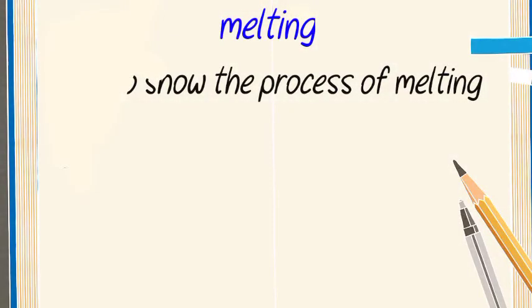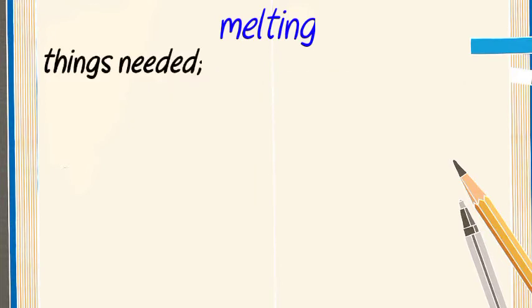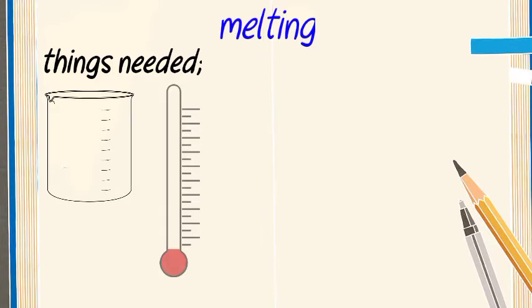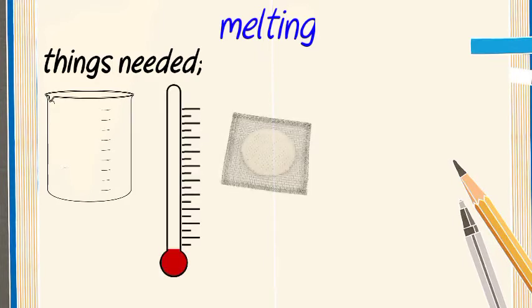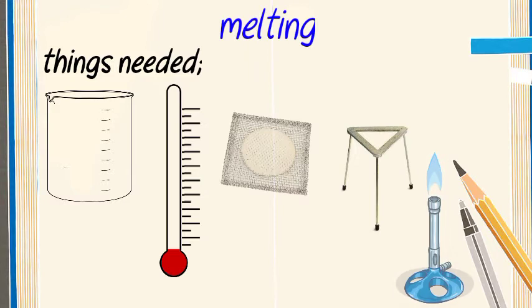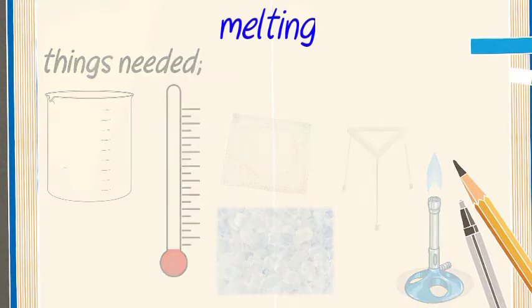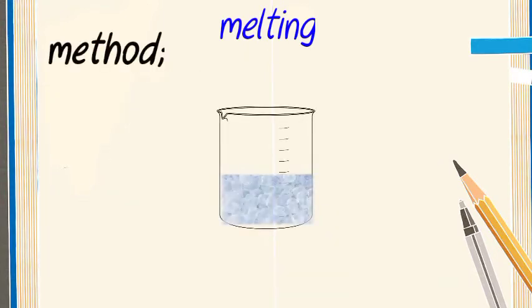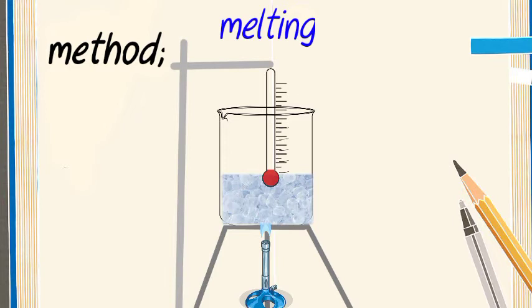The process of melting can be demonstrated by the following activity. Aim: to show the process of melting. Things needed: a beaker, a laboratory thermometer, a wire gauze, a tripod stand, a Bunsen burner, and some crushed ice. Method: take some crushed ice in a beaker and place the beaker on the tripod stand. Suspend a laboratory thermometer in the beaker so that its bulb is in contact with the ice.